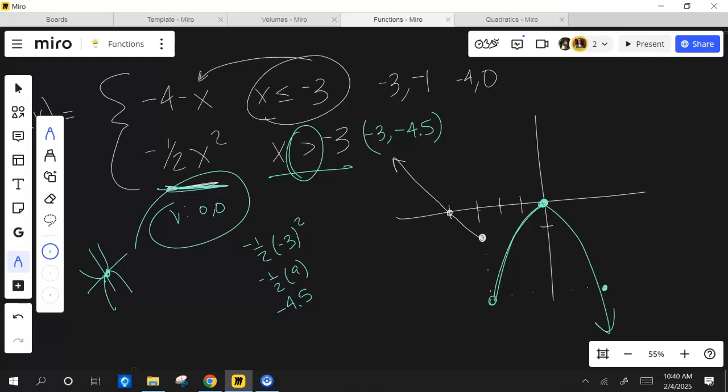Why did I plug what in? Oh, I plugged in the first, and then I found the vertex, and I reflected. Okay, so the vertex is the same as the parent because the only thing I did was shrink it and flip it. I didn't slide it anywhere.